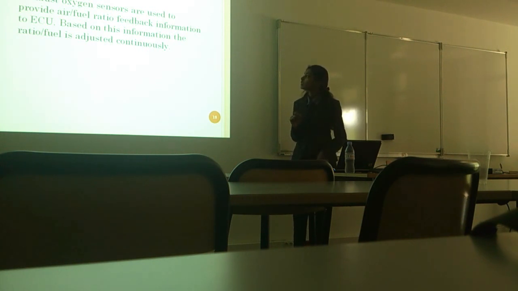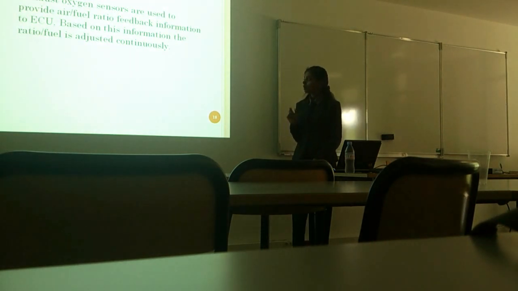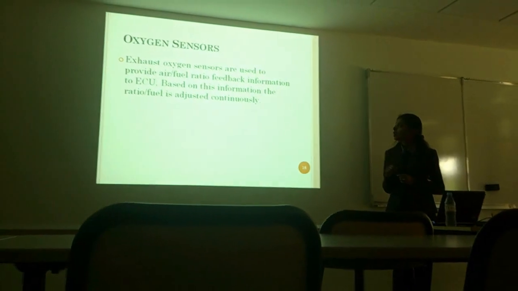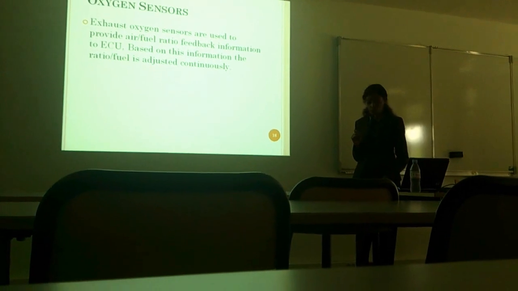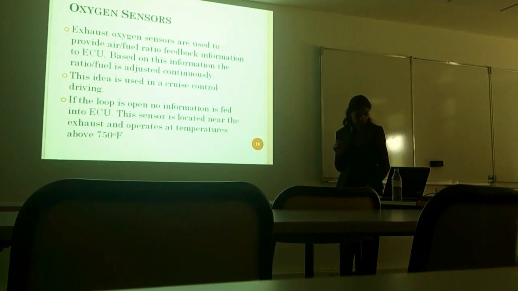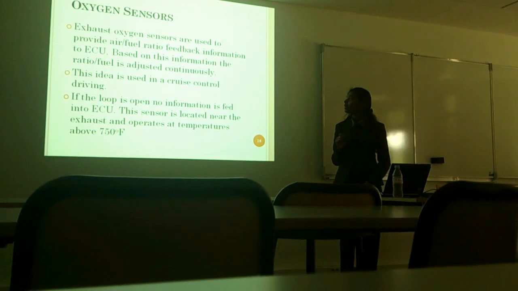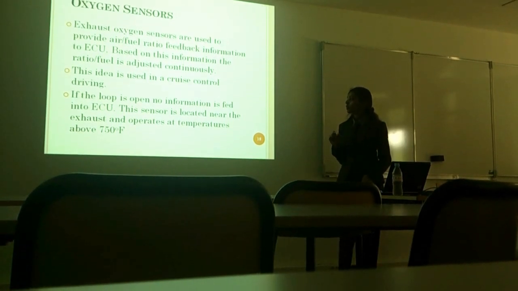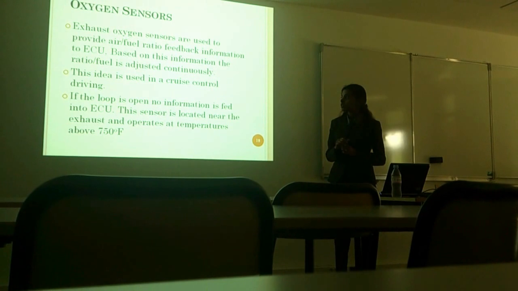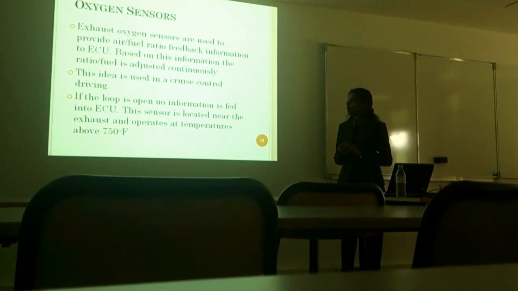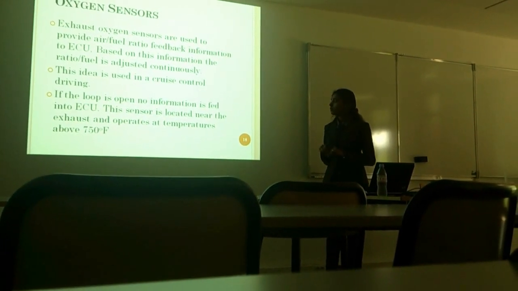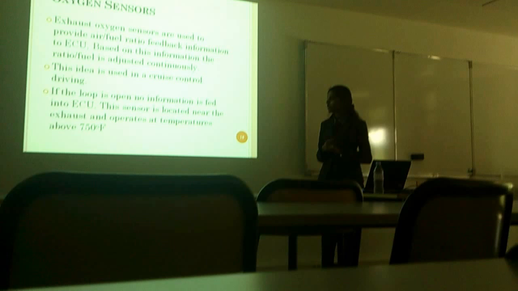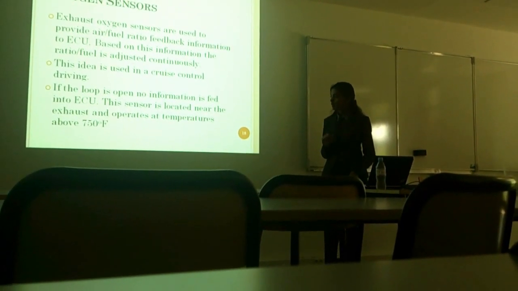Oxygen sensors are used to provide air-fuel ratio feedback information to the engine control unit. Based on this information, we can continuously adjust the air-fuel ratio according to our purpose. This method is used for closed-loop control. And when the loop is open, there is no information fed to the engine control unit.